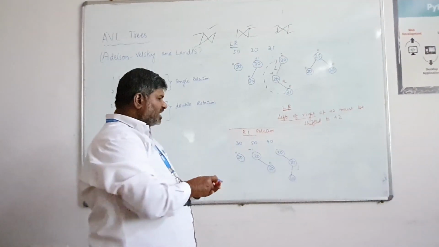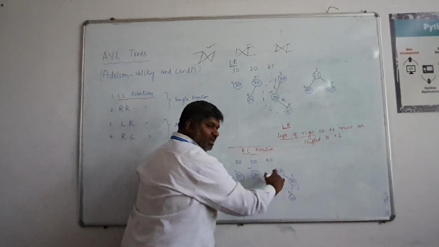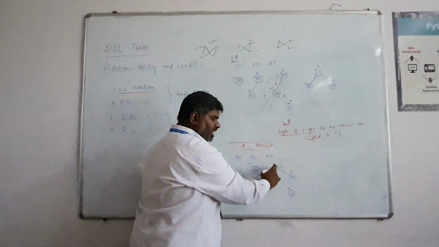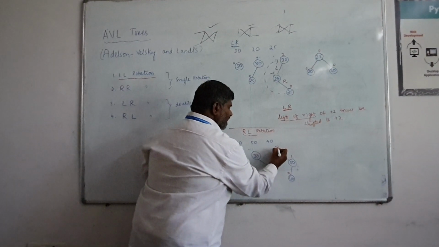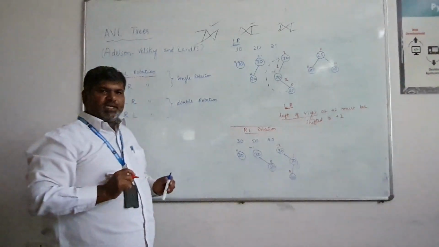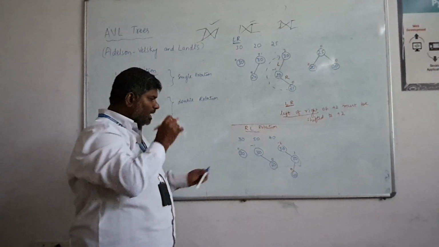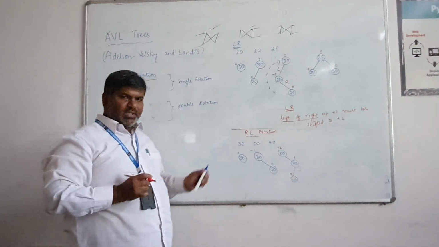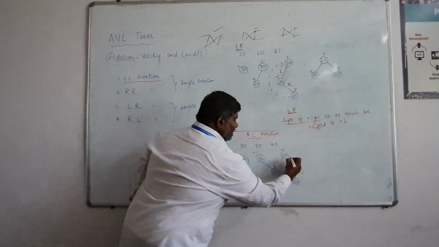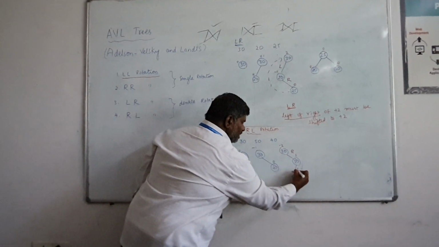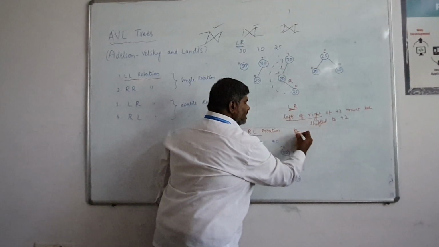So the balancing factors are 0 for 40, for 50 it is 1 minus 0, 1, and for 30, left side height is 0, right side height is 2. 0 minus 2, minus 2. So we cannot have minus 2 here. Then we need to check because of adding which element we got minus 2. Then we need to check the position of that particular element. So the position available here is right, left. So we need to follow RL rotation.